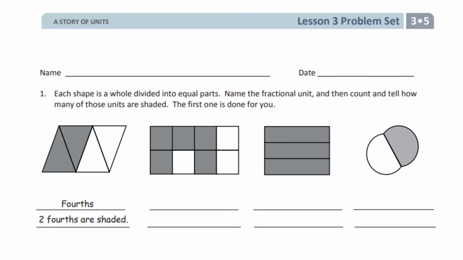So the first one says, each shape is a whole divided into equal parts. Name the fractional unit and then count and tell how many of those units are shaded. The first one is done for you. So we see there's 4 pieces of the triangle and 2/4 are shaded. So that's all you have to do. I'm going to give you some time to answer the other 3.